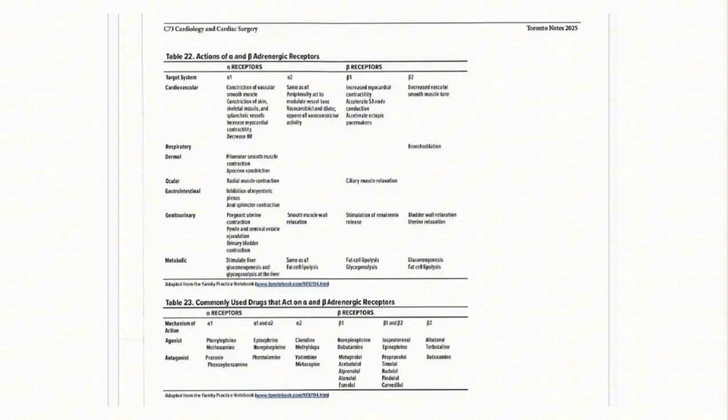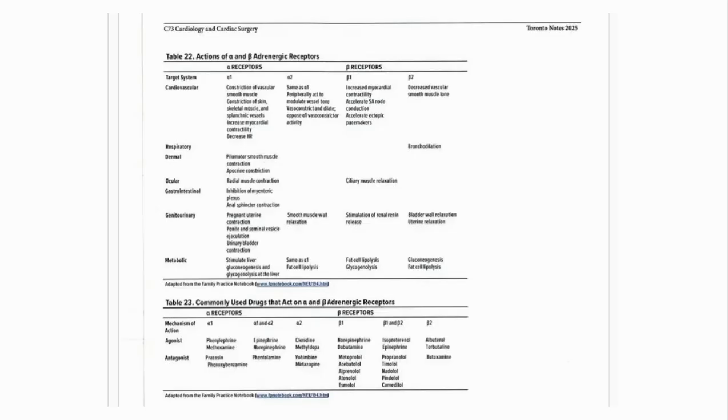Cardiovascular system. Beta-2 stimulation decreases vascular smooth muscle tone. This causes vasodilation and reduced peripheral resistance.